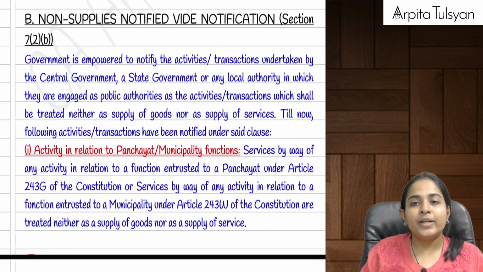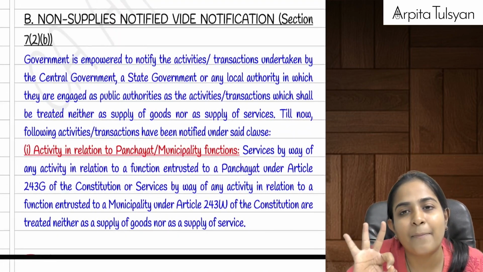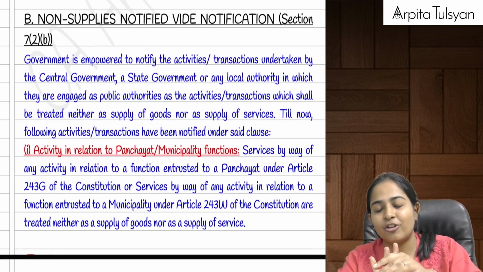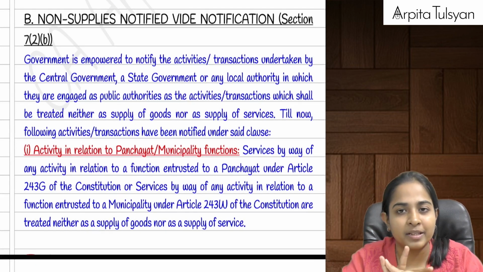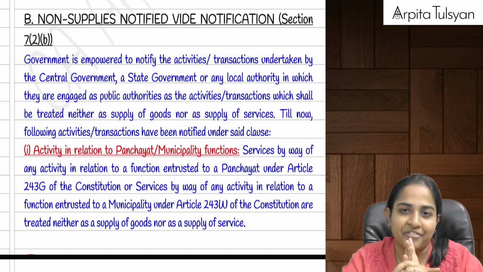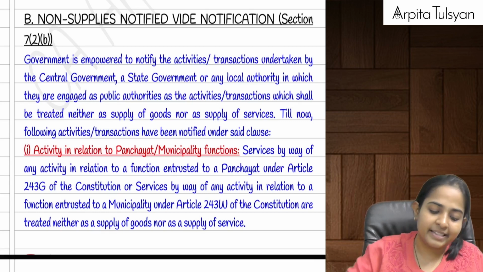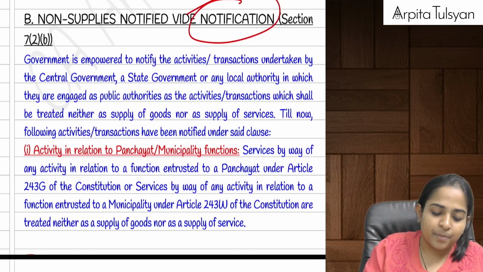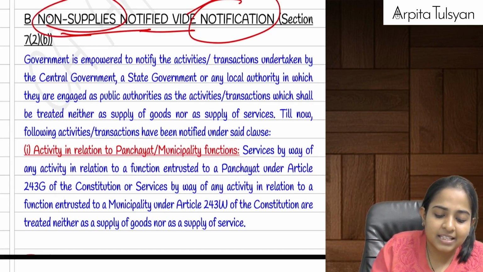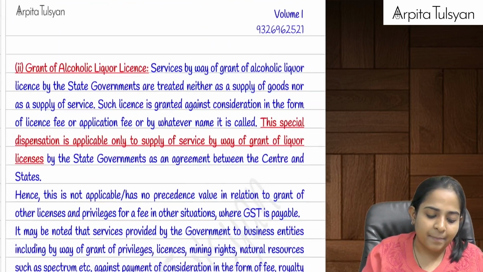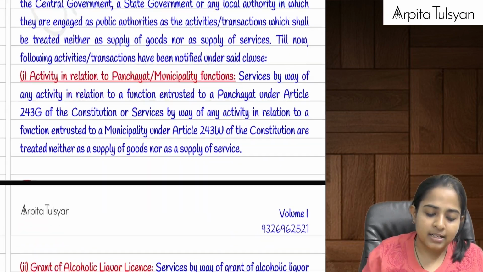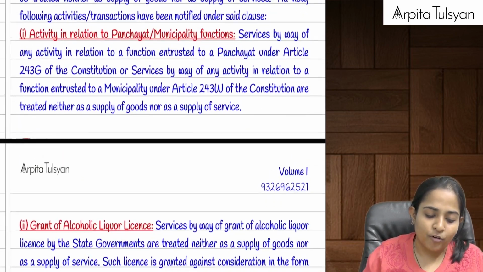Yes. Do you recollect, I told you that there will be 3 parts here. Non-supplies was divided into 3 parts. First one was Schedule 3, then notification and then clarification. Now Schedule 3 is done. Now let's go to the notification part. Some supplies are notified as non-supplies; only 2 are notified as non-supplies by way of a notification.